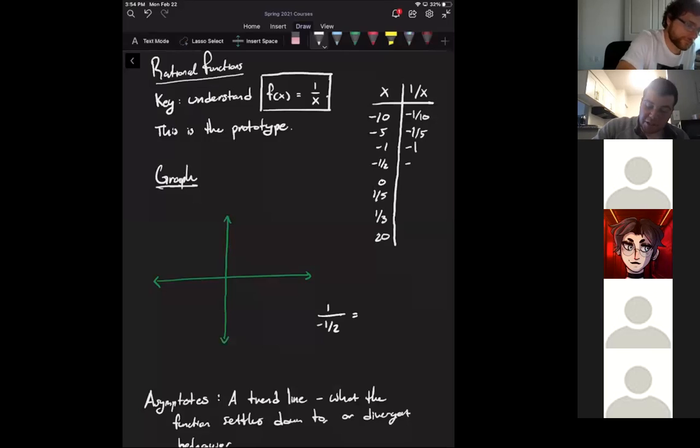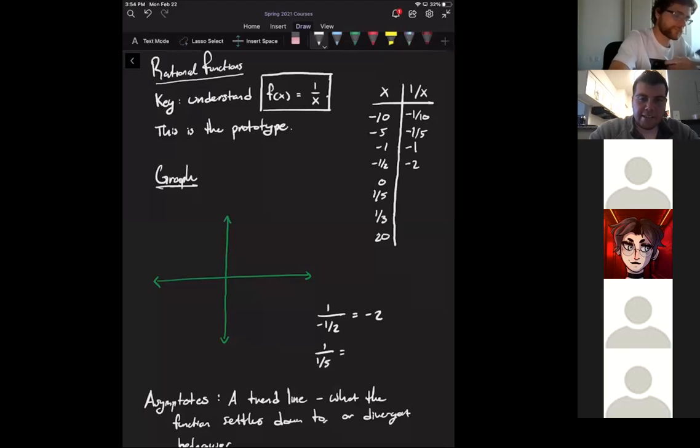Right, so we get -2. I'm going to skip 0 for right now. When we plug in -1/5, we get 1 over 1/5.